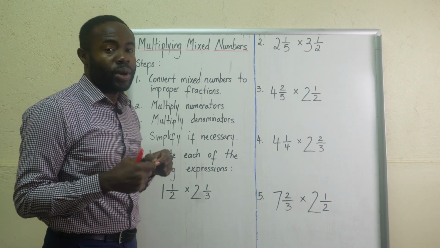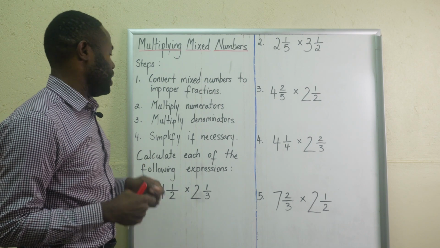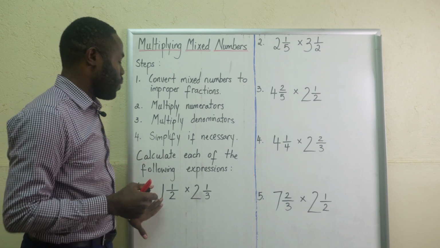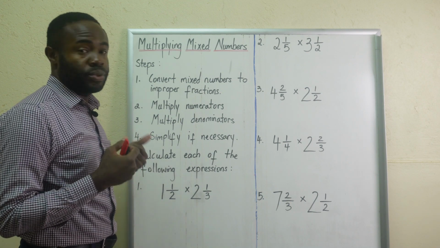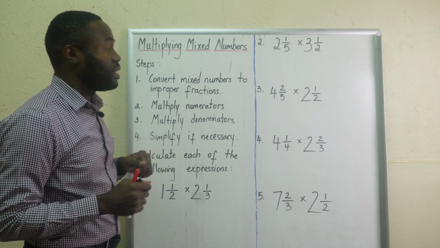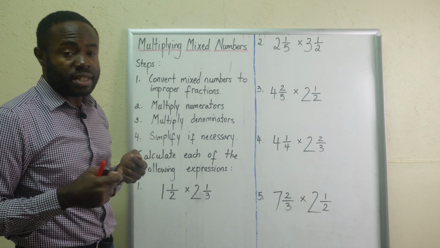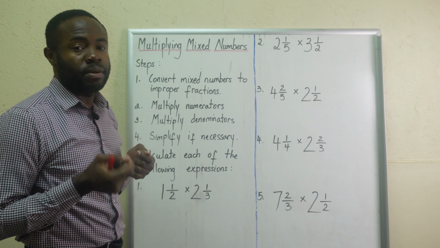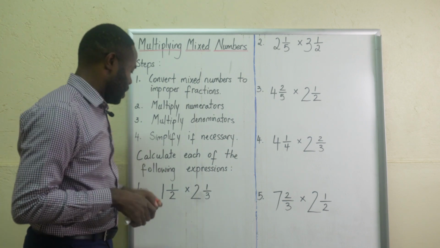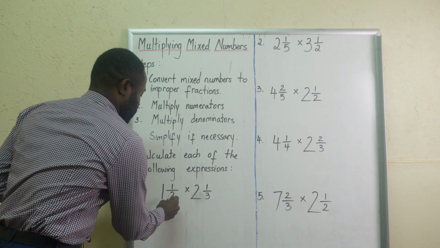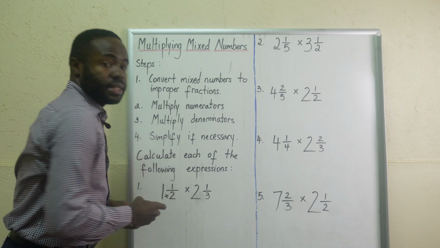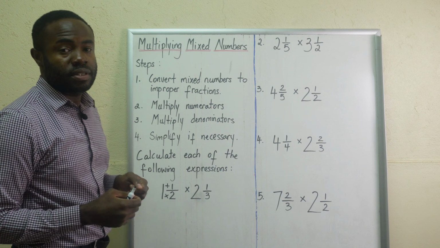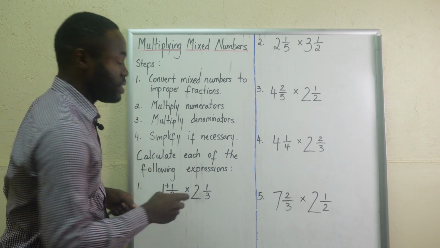Let's jump into some questions. Calculate each of the following expressions. Now we have 1 and a half times 2 and a third. These steps suggest that we're supposed to convert the mixed numbers to improper fractions. So let's do that first. So we're going to multiply the 2 times 1 and then we add 1. So 2 times 1, that gives us 2, plus 1, that gives us 3.